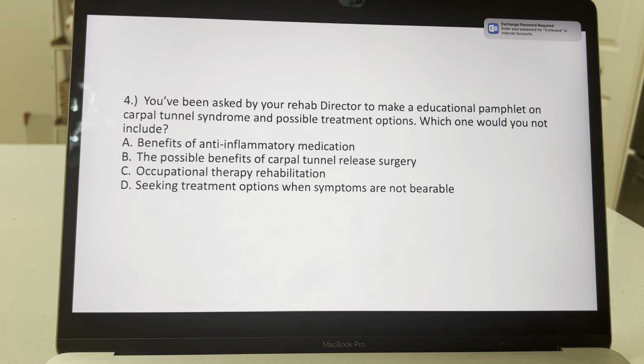Okay, so the answer is C. You want to teach them how to do proper tendon glides and nerve glides. These are specifically important for CTS because you want to get that median nerve to be able to glide within that carpal tunnel. The more effectively that nerve can glide, you're going to see an improvement in strength, range of motion, and some of those symptoms of pain and discomfort will decrease.